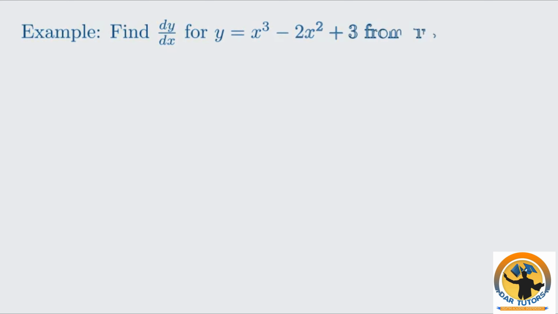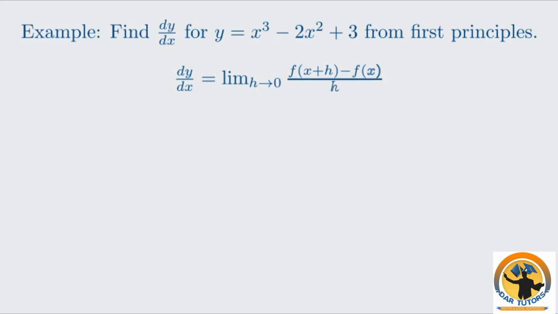Let's use Leibniz notation in an example. We'll find the derivative of a cubic function. Given y equals x cubed minus 2x squared plus 3, we want to find dy over dx from first principles. We'll use the same limit definition, just with y and x. dy over dx equals the limit as h approaches 0 of f of x plus h minus f of x all over h. First, let's find f of x plus h.